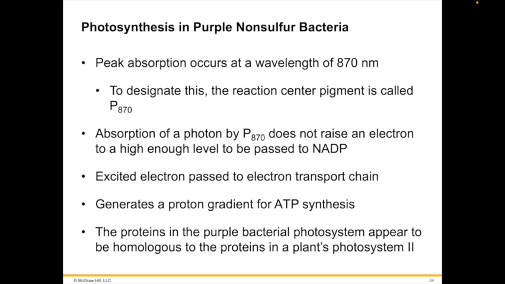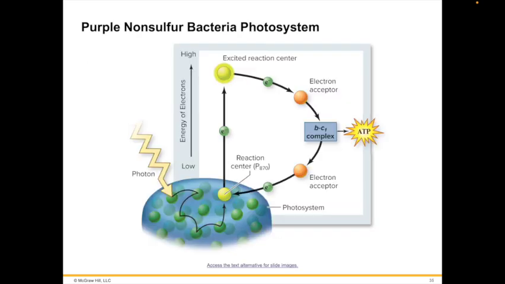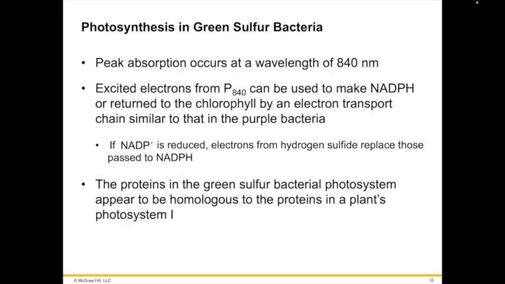In green sulfur bacteria, the peak absorption occurs at 840 nanometers. Excited electrons from this photosystem can either be passed to NADPH or returned to chlorophyll by the electron transport chain, similar to that in purple bacteria. They use the electrons from hydrogen sulfide to replace those passed on to NADPH. The proteins in the green sulfur bacteria photosystem appear to be homologous to the proteins in the modern photosystem 1.